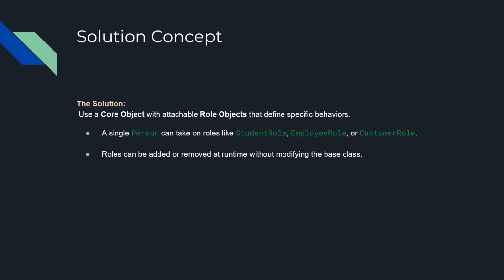So the solution concept, how does it work? The idea is to use a core object like user and give it role objects like seller role or buyer role. These roles define specific behavior and can be attached or removed at runtime. The base class doesn't need to know what roles exist. It simply manages them. That's basically the essence of composition. We combine parts dynamically rather than hard-coding relationships through inheritance.